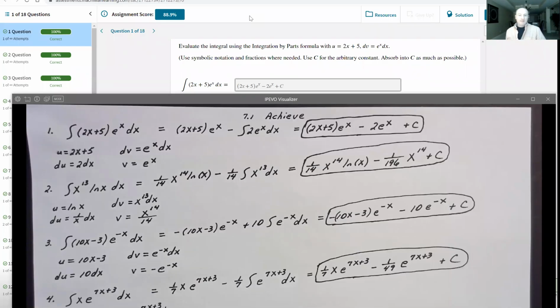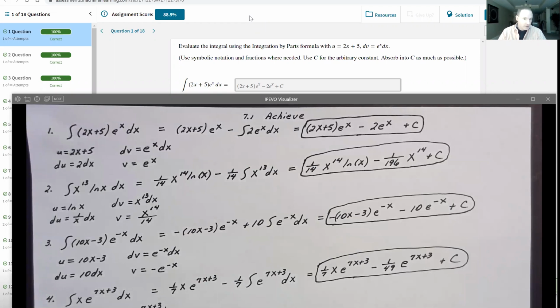Hey guys, let's take a look at section 7.1 on Achieve. This is a fun section and maybe our second most important section of the semester, next to the sections discussing the substitution method. Substitution is a method that you'll never be able to forget. Probably a close second to that would be the integration by parts that we're doing within this section.